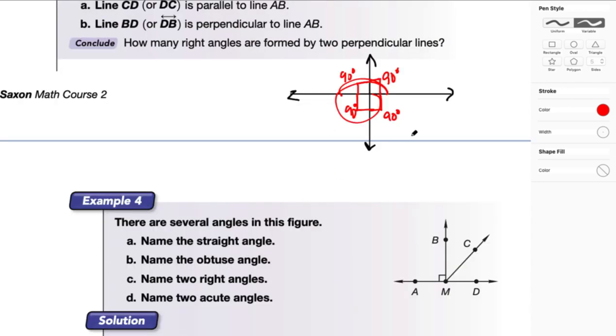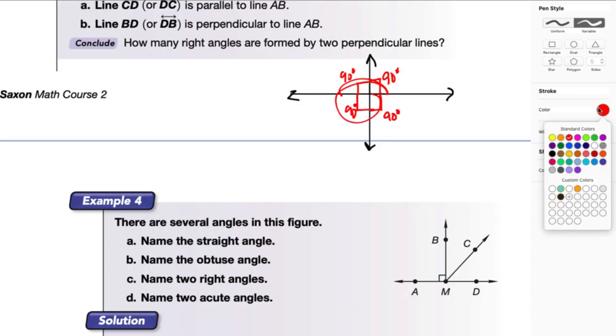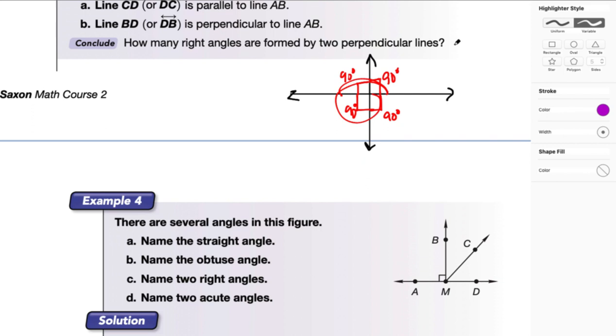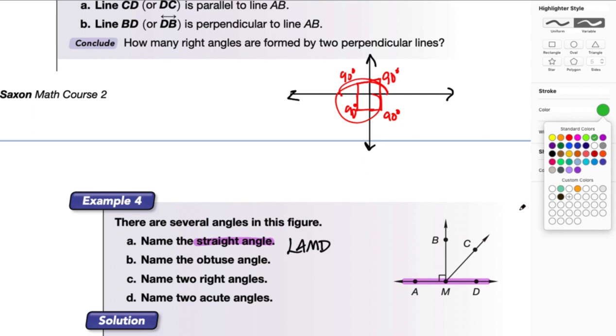Here we have example 4, and we're going to talk a little bit about how we're going to label particular types of angles. So first thing they ask us about is the straight angle. So the straight angle, we remember, is an angle that forms 180 degrees. So the straight angle is this angle right here, angle AMD.